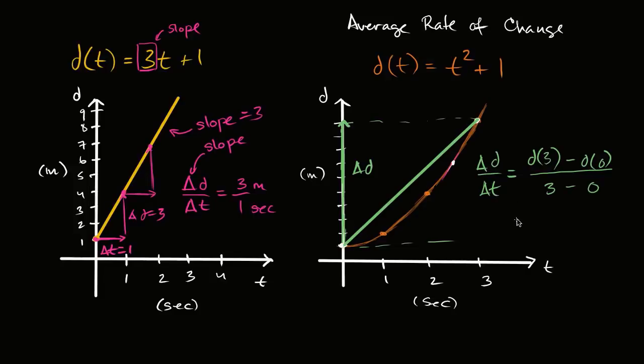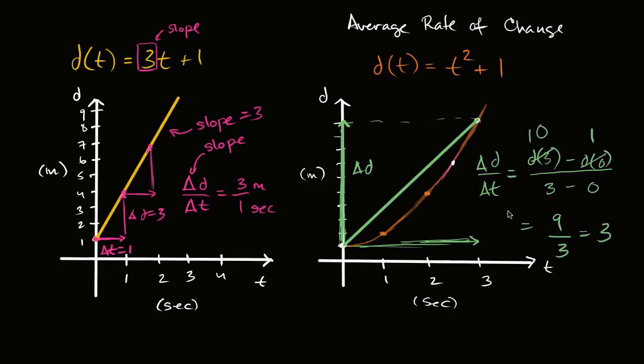So what is this going to be? Well, d of 3, after 3 seconds, 3 squared plus 1, we're at a distance of 10 meters. And at time 0, 0 squared is just 0 plus 1, we had a distance of 1 meter. So our change in distance is 10 minus 1. It's 9 meters, and you see that right over here. Our change in distance is 9 meters. We go from 1 meter to 10 meters, and we increase 9 meters, so that's why it's a positive value. And our change in time, we see time increased by 3 seconds. So divided by change in time is 3 seconds, and so this is going to be equal to 3.